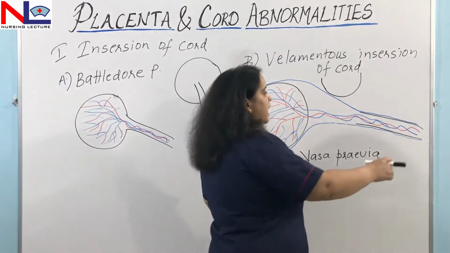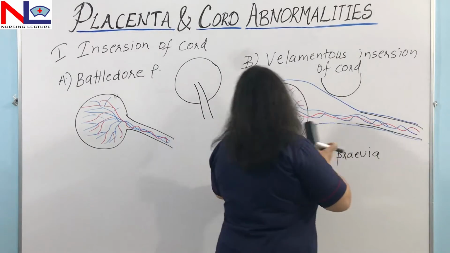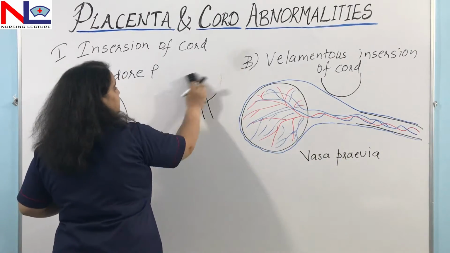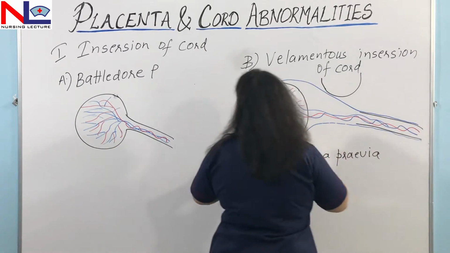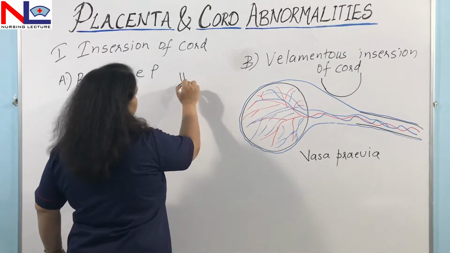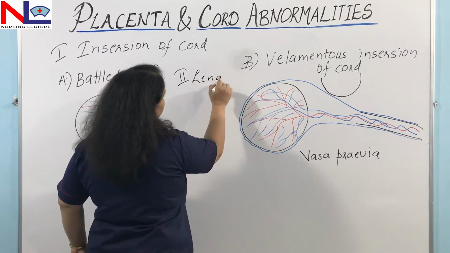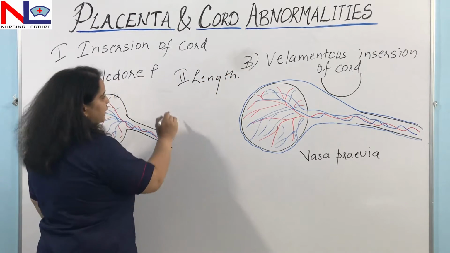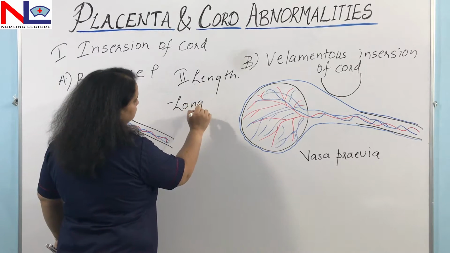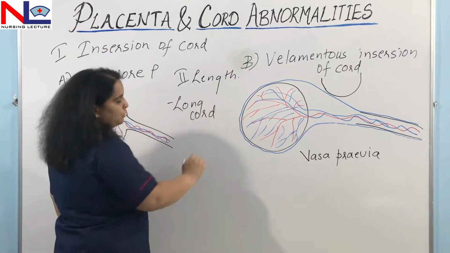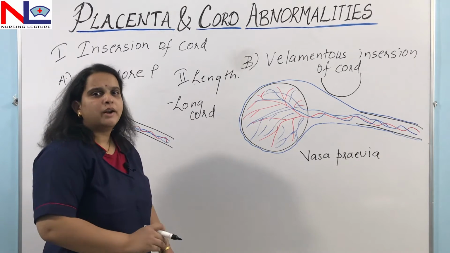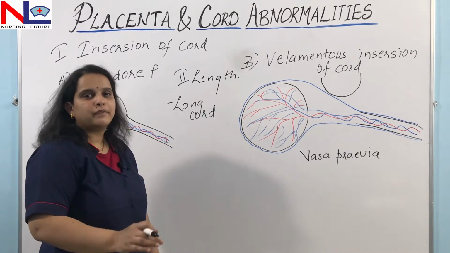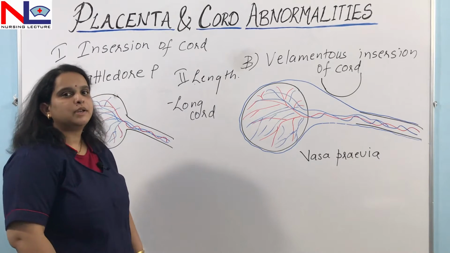Now, another abnormality of the cord is regarding its length. Depending on the length, the abnormality is of two types. The first is the long cord, because you know the normal length of the cord is about 30 to 100 centimeters, and on average you can say it is 50 to 60 centimeters long.